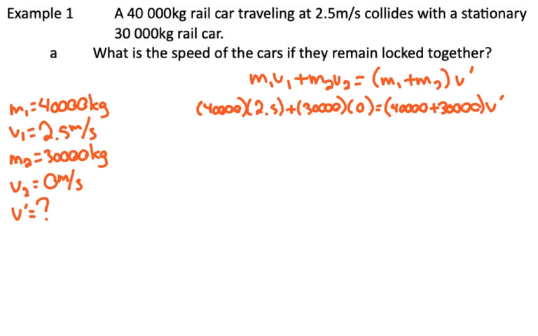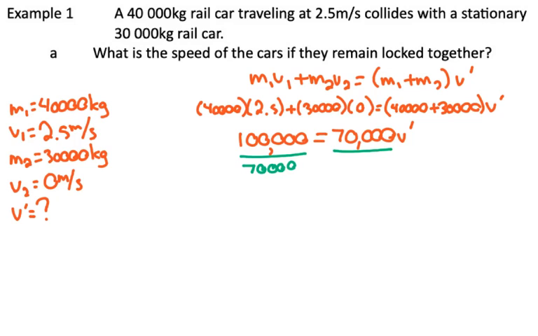Work out the math. 40,000 times 2.5 is 100,000. 30,000 times 0 is 0. So on the left we will get 100,000 equals, and we can simplify in the brackets on the right, we will get 70,000 v prime. Divide both sides by 70,000.